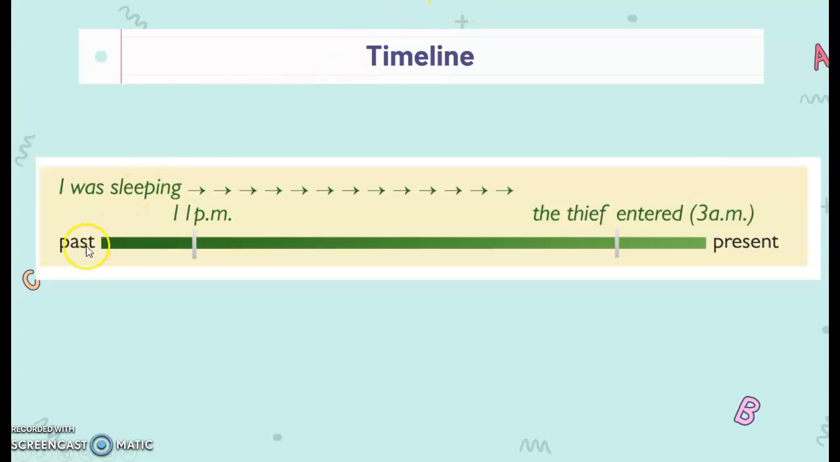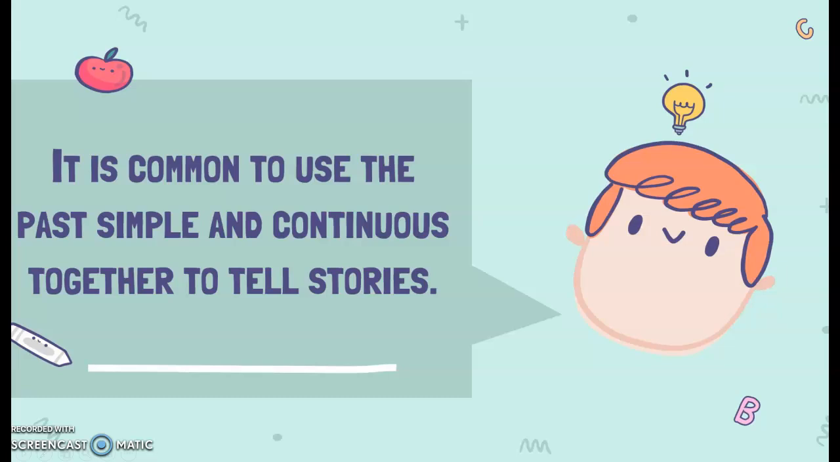If we look at the timeline, we have the past and the present, and for example, I was sleeping when the thief entered. This is an action that was taking place at a specific moment, and this is a short action that also took place and sort of interrupted the other action. It is common to use the past simple and continuous together to tell stories.